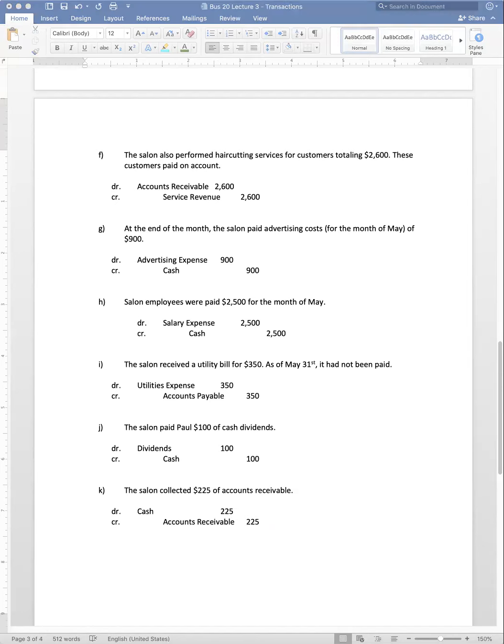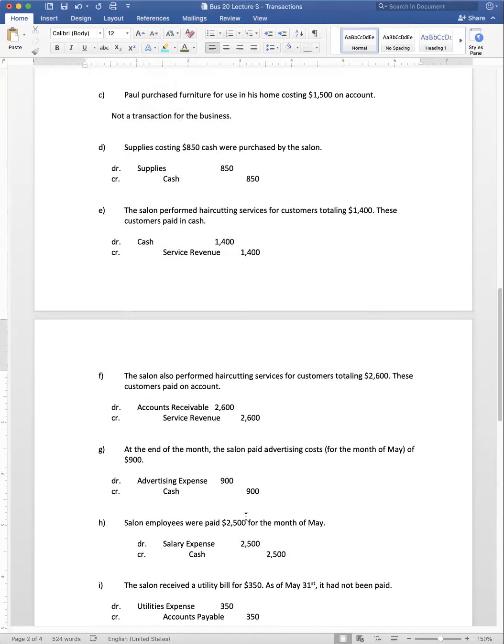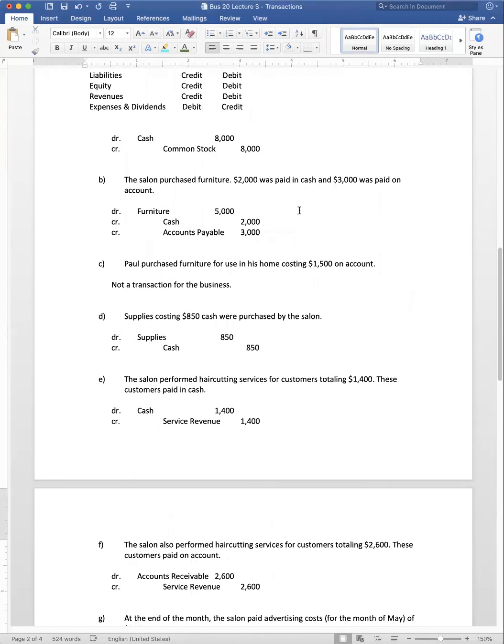All right, one more transaction, L. $1,100 was paid on the accounts payable to the furniture store. Okay, now this happened a while ago, all the way back in transaction B. Remember here, we bought furniture, and when we bought furniture, we didn't pay for it all right away. Some of it was paid on account. So we set up accounts payable.